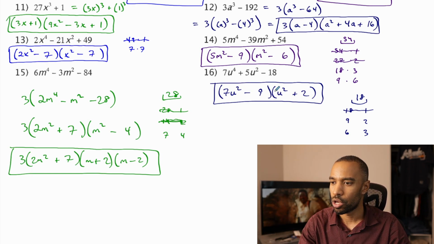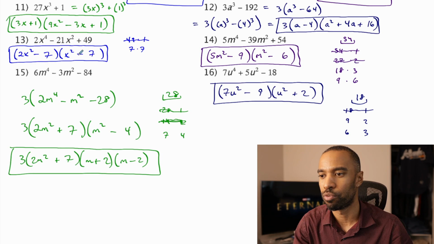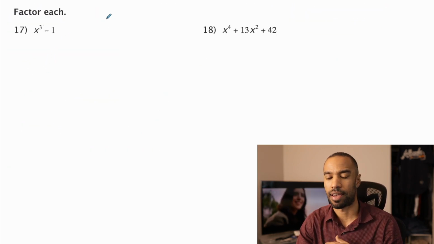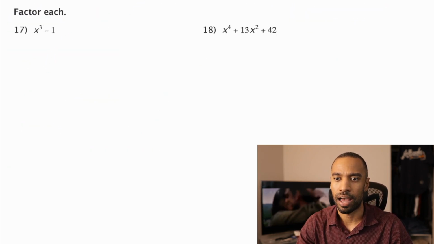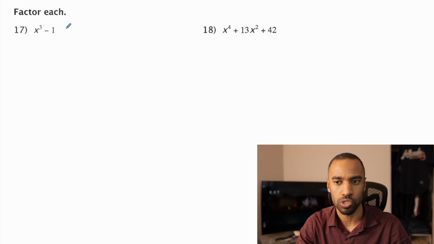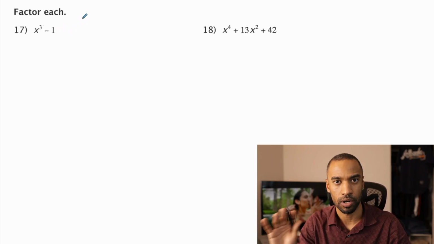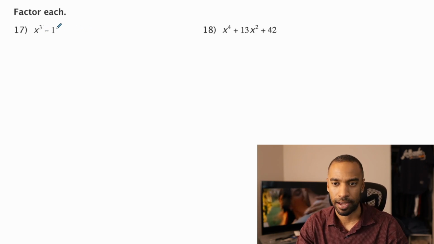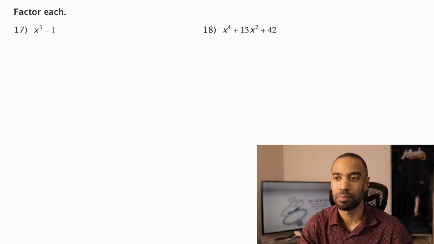Good efficiency, no difference of 2 squares, and we move forward. We still have 6 more problems to factor here. So factor each. By the way, this might say equals 0 on the PDF. I apologize for that. We're just doing straight up factoring, not solving. I wish we were solving, but that's okay.